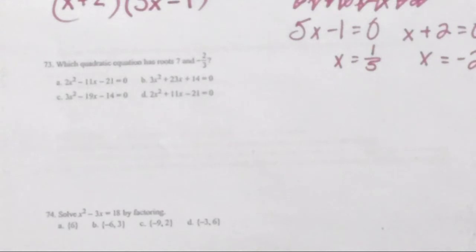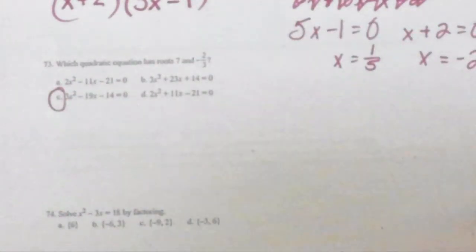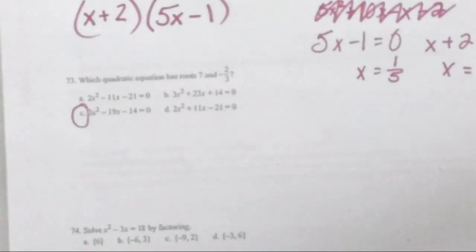73. It's C. Why? Because when I graphed it into the calculator, it crossed -2/3 and the +7 on the x-axis. Arturo, you can have 2 points. Because my brain wasn't even working like that this morning. So I'm trying to make you factor. And you don't even have to factor because Arturo's right.